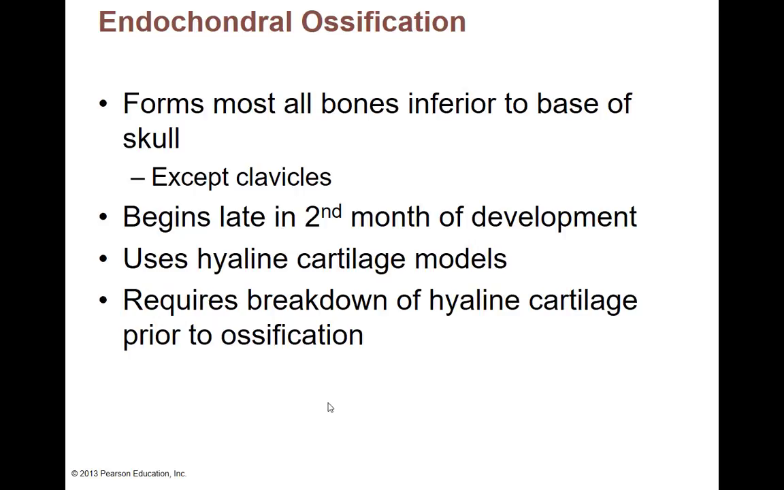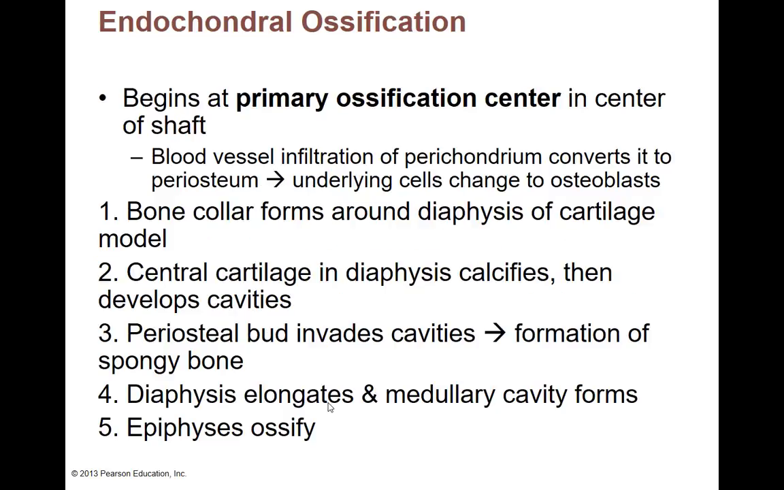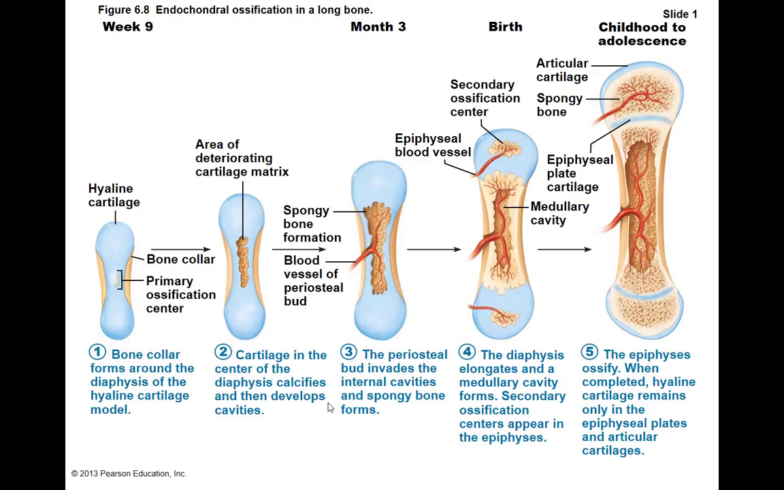Back to endochondral. Most bones, pretty much underneath the skull except the clavicles, begin in the second month of development, and we start off as hyaline cartilage. We get rid of the hyaline cartilage before we lay down our new bone. Now, it's a huge step-by-step process, and I like pictures. These steps coordinate with these steps.